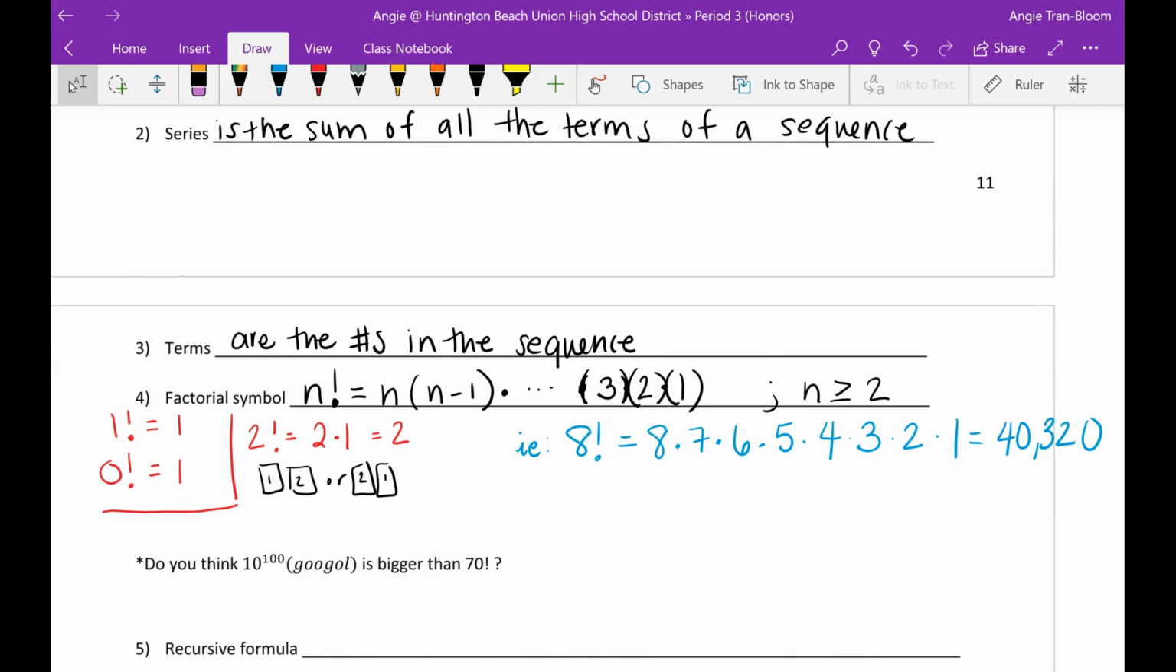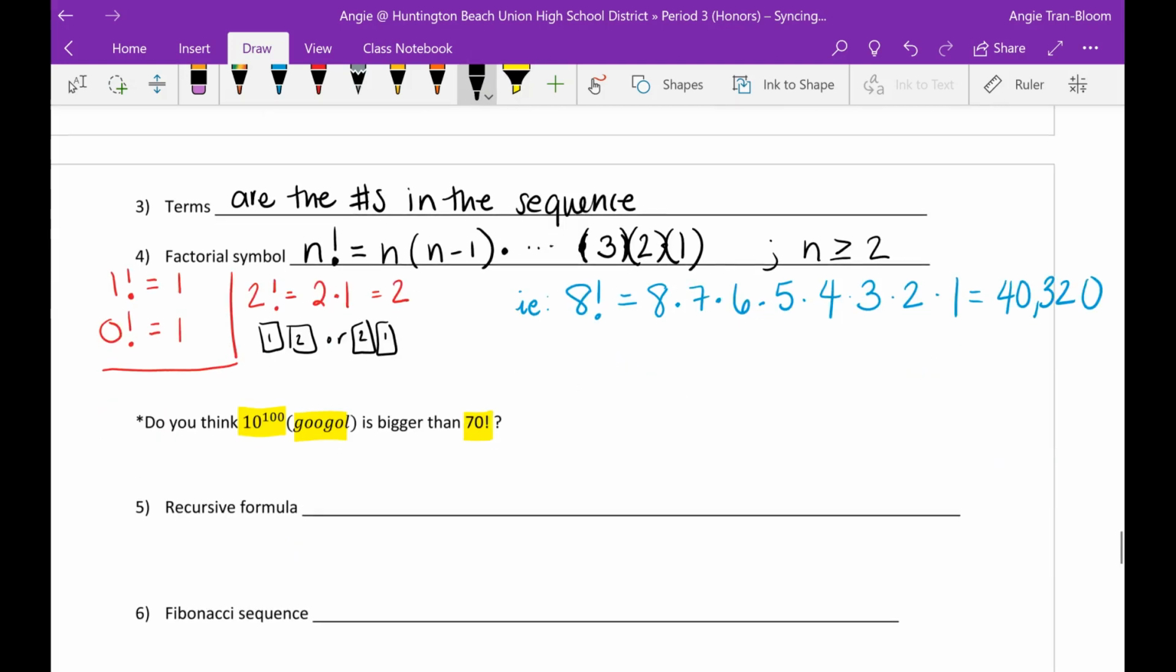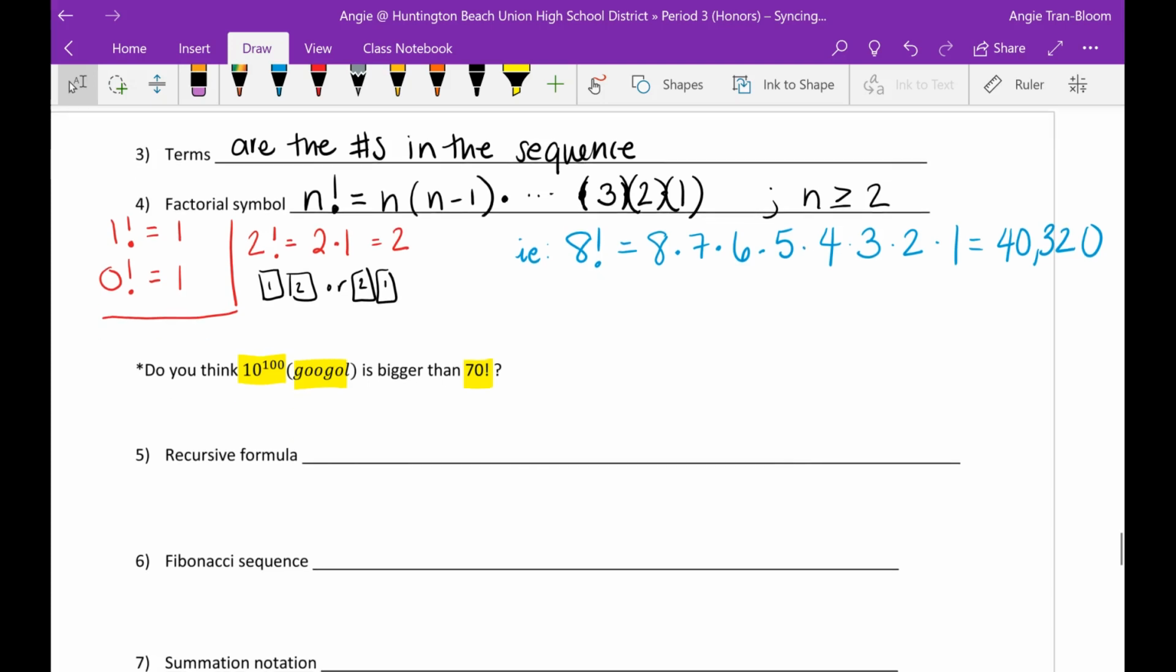Now, here is a question for you. Do you think 10 to the 100th power, which is called a googol, is bigger than 70 factorial? The next time I see you, you can give me an answer. And if you have a graphing calculator, is it possible for you to do 70 factorial in your calculator? Do you even know where the factorial symbol is? So try to figure that out with your calculator. If you don't know where the factorial button is, you can totally ask me in class.